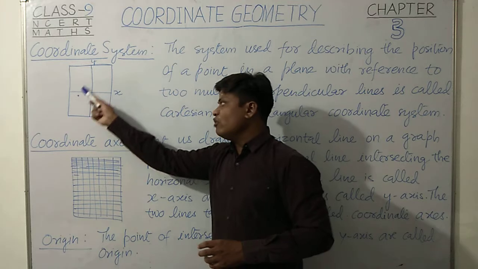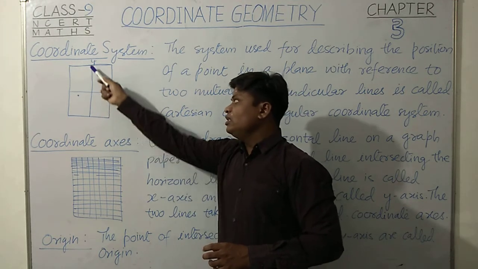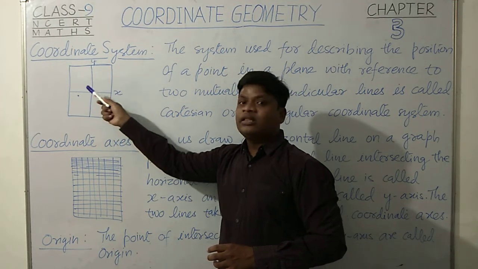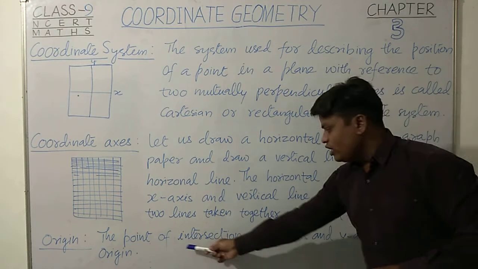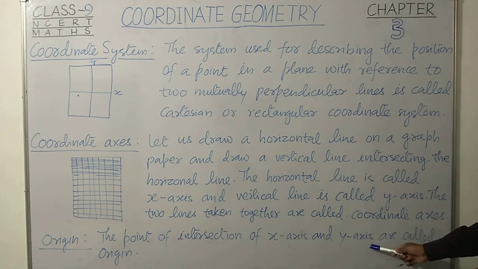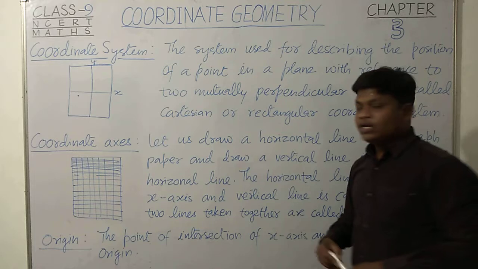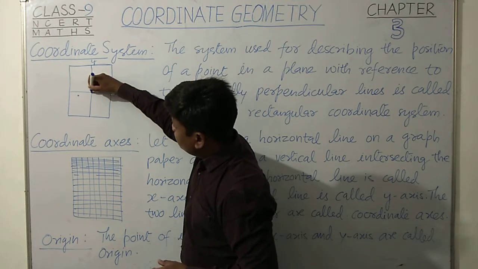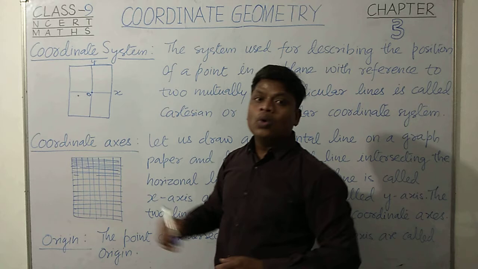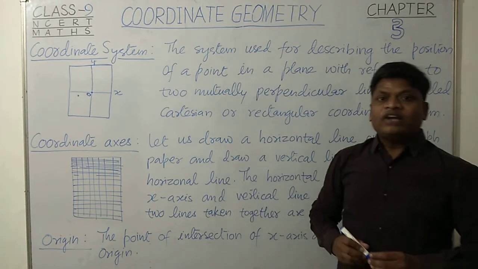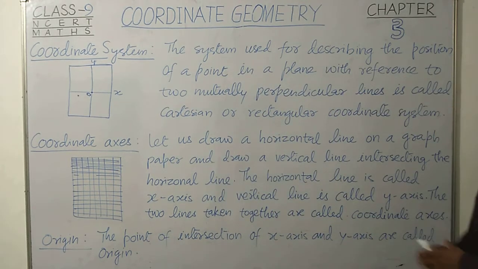As I have already told you, where these two axes intersect each other is known as the origin. So how can we define it? The point of intersection of the x-axis and y-axis is called the origin. This point is denoted as 0, or we can also call it O, that is the origin, right friends? I hope this basic terminology that I have shown on this board is easy to understand.